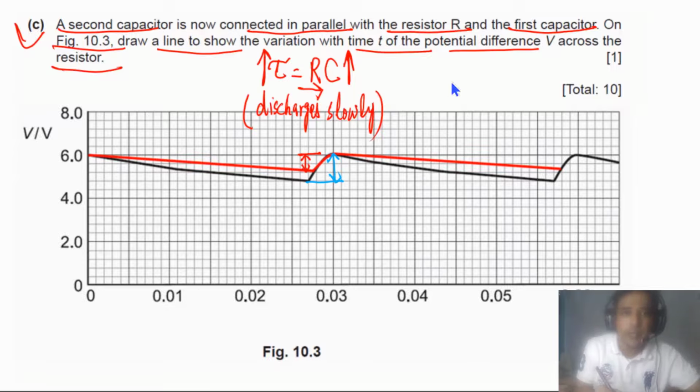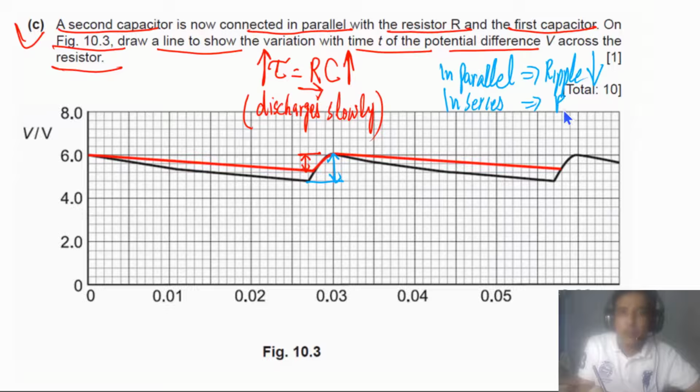Let me write down here, this point is very important. If two capacitors are connected in parallel, the ripple decreases, the variation in PD decreases. If in series, the ripple, the variation in PD, will increase. So next time they can ask you about this one.